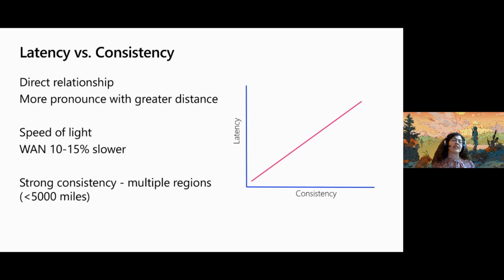And the other thing is that when you decide to go for strong consistency in multiple regions, this means that you sacrifice latency. It's something that you cannot choose to do for regions that are further than 5,000 miles. So you cannot have strong consistency between the data center in India and the data center in US or Singapore and North Europe, let's say, because the latency would be really, really bad.